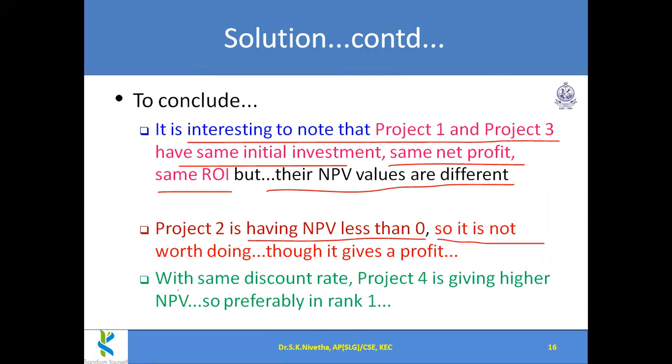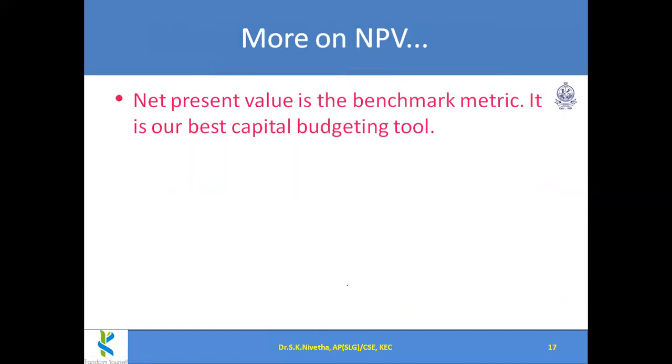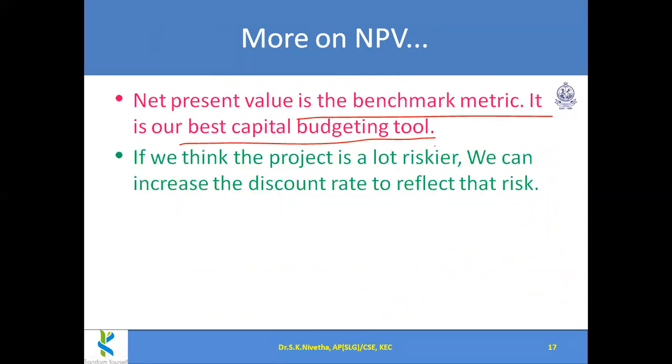Same discount rate. But with different discount rate we have calculated, maybe because of some reasons different discount rate for different projects. That also happens. So in that case with high discount rate still it is giving a positive NPV, then that is preferable. Okay. So it is a benchmark metric. It is the best capital budgeting tool as far as the management gurus considered.